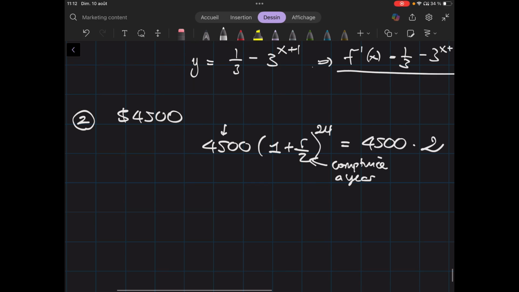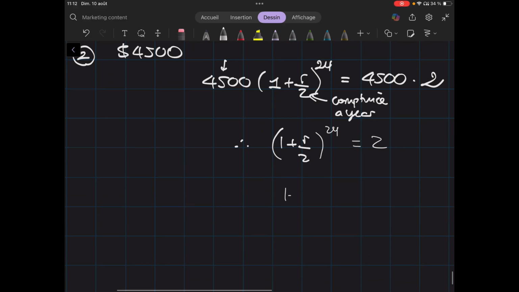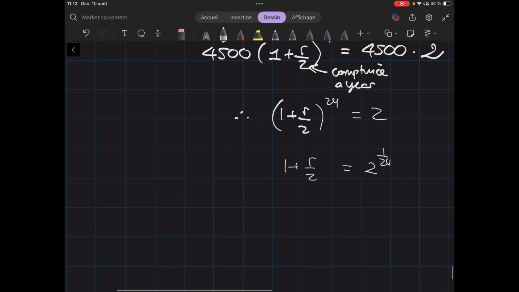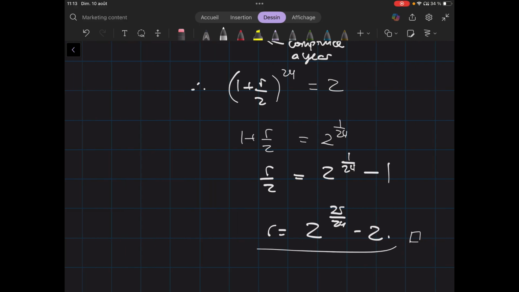24 is equal to 4,500 times 2. Therefore, 1 plus r divided by 2 to the 24 is equal to 2. 1 plus r by 2 is 2 to the 1 by 24. R by 2 is 2 to the 1 over 24 minus 1. So r is equal to 2 to the 25 by 24 minus 2. So that's the end of question 2.